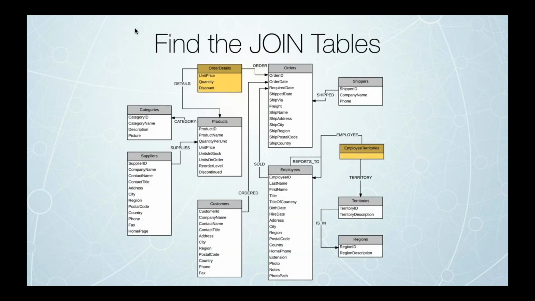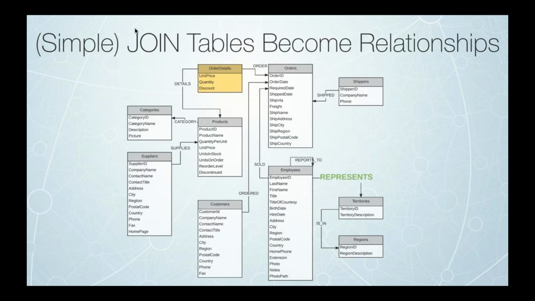And then we find these join tables. And these join tables are things like joining an order to the details of all of the different products that are in that order, the price, the quantity, the discount, or joining an employee to a territory. And the very simple join tables, like the employee to a territory, we don't need the intermediate join table here. We can just represent that as a relationship called represents.